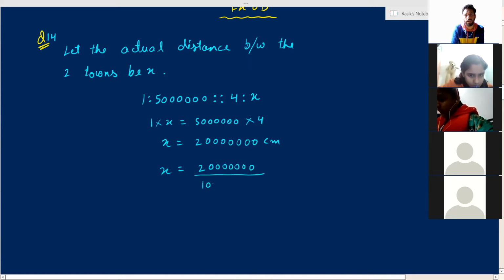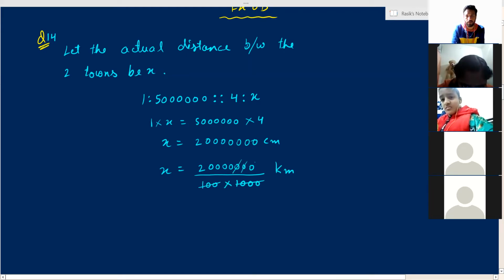When you divide by 100, it will be changed in meters, and when you divide by 1000 also, it will be changed in kilometers. So we can remove 5 zeros in the numerator: 1, 2, 3, 4, 5. So what is x? 200. X is equal to 200 kilometers.